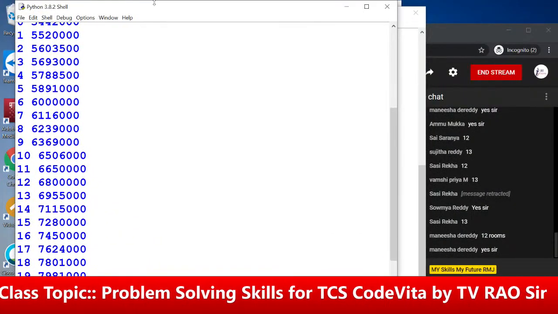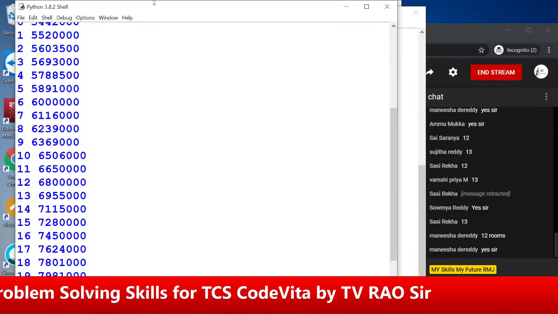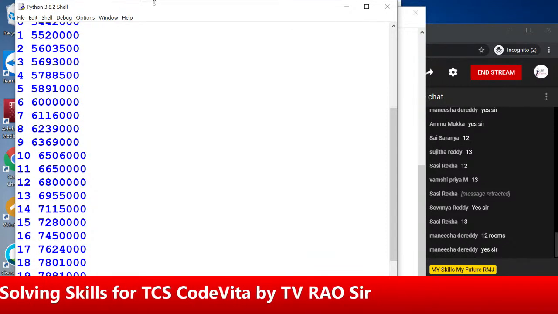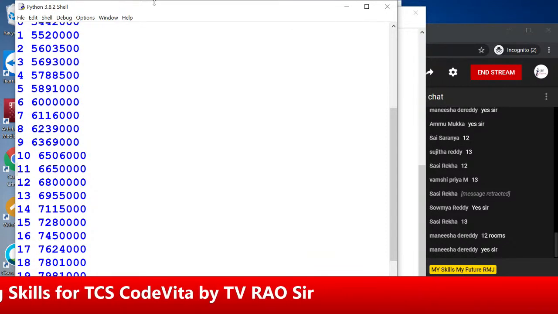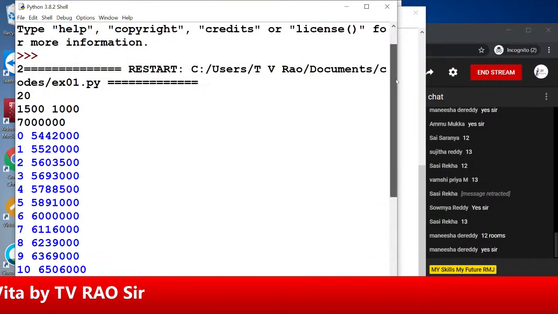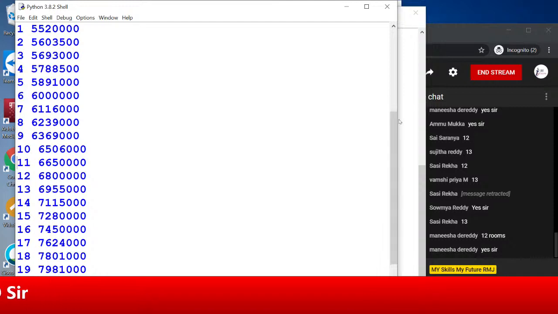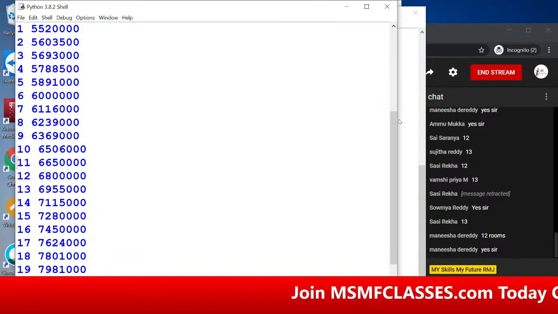Tell me now, how many rooms are required to meet the budget? Budget is 70 lakhs. How many rooms are required?